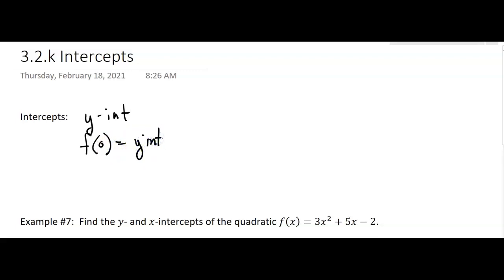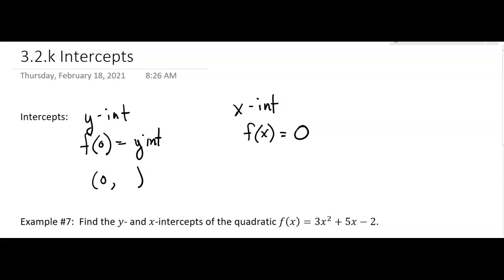Now they're probably going to list this as an ordered pair. So it's going to be the ordered pair 0, comma, and then whatever that turns out to be when you evaluate the function at 0. That'll get you the y-intercept. The x-intercepts, which are sometimes called the zeros or the roots of the function, you find by setting the function equal to 0, okay?